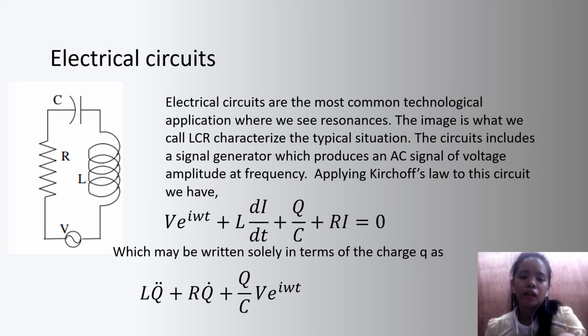So next is electrical circuits. Electrical circuits are the most common technological application where we see resonances. As mentioned earlier, resonance is part of the technology, so electrical circuits have a resonance. The image is what we call an LCR circuit, which characterizes the typical situation. The circuit includes a signal generator which produces an AC signal of voltage amplitude V at frequency omega. Applying Kirchhoff's law to the circuit, we have this equation, which may be written solely in terms of the charge Q as this.